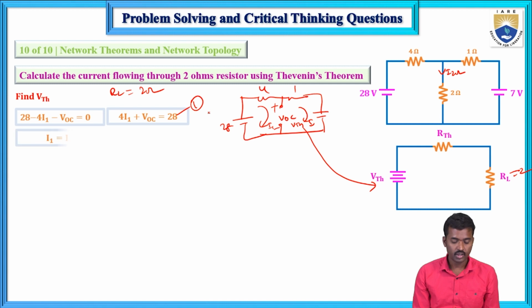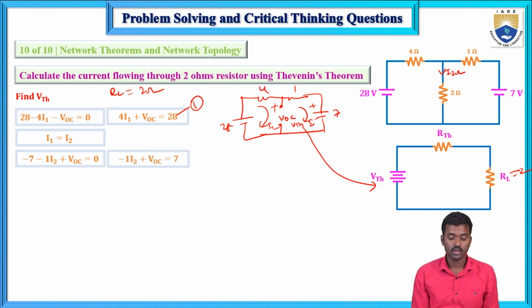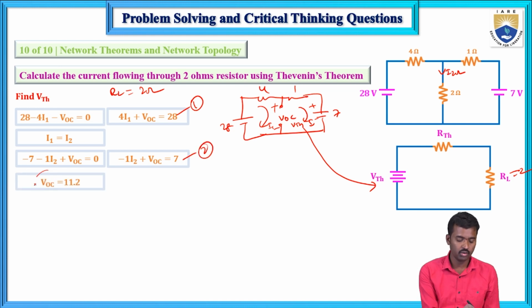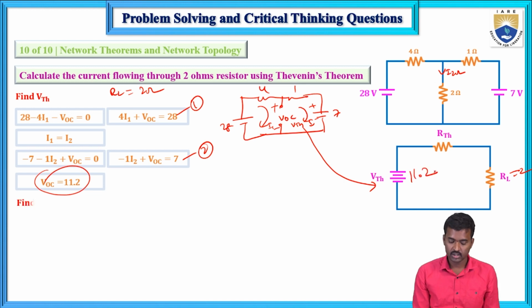And the second one, I1 equals I2 because it is an open circuit. This is I1 and I2. This current is 0. Now here 7, this is plus and minus, this is 7. 1 into I2 plus VOC, that equals 7, so minus 1 I2 plus VOC equals 7. This is equation number 2. Now if you solve this, you will get VOC equals 11.2. This is 11.2.